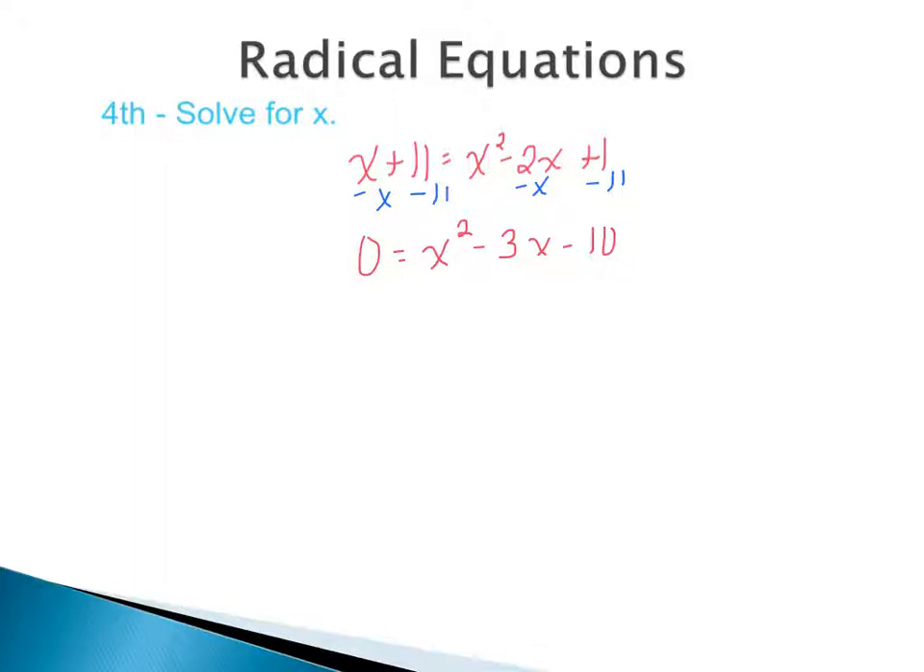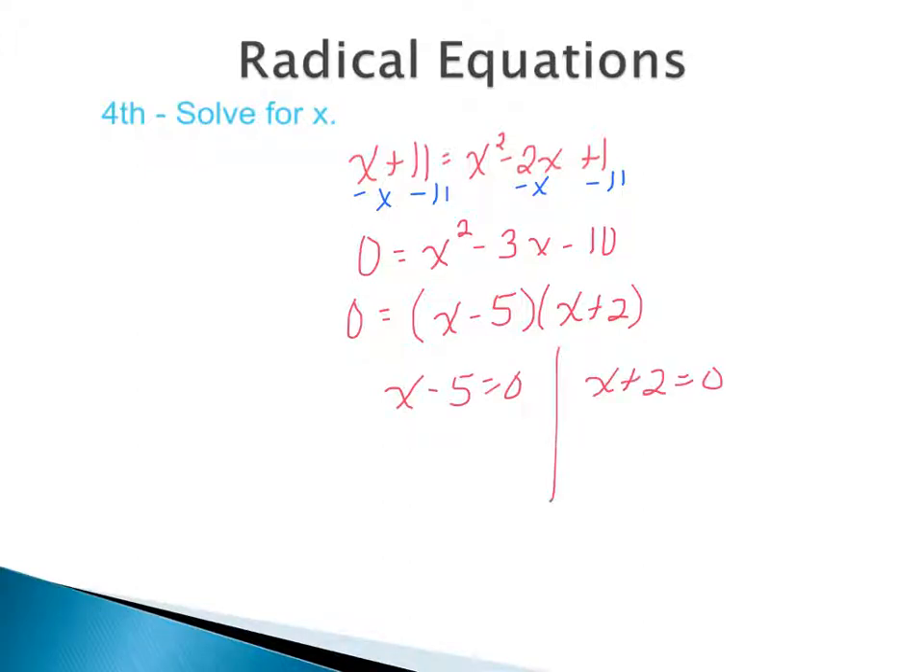Once we have this, now we want to try to factor in order to finish solving. So I would have 0 equals, we want what multiplies to negative 10, adds to negative 3. Well, that would just be x minus 5 and x plus 2. Using our 0 property, we would have x minus 5 equals 0, x plus 2 equals 0, which would give us answers of x equals 5 and x equals negative 2.